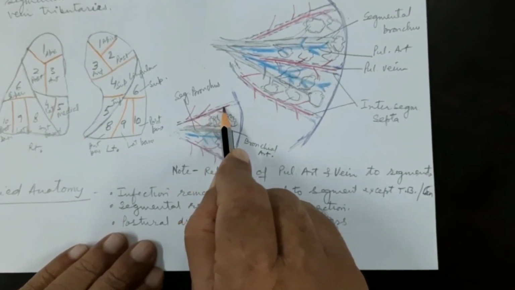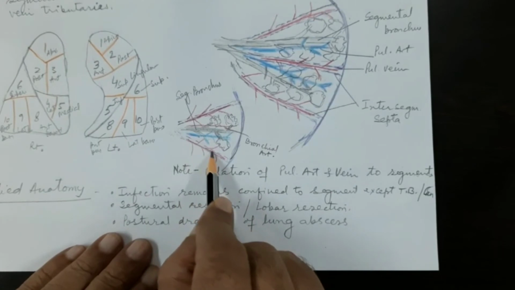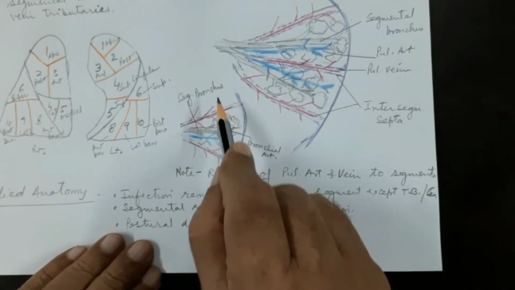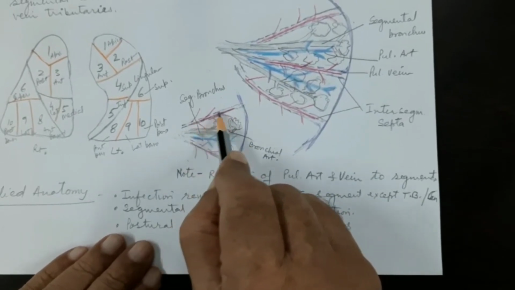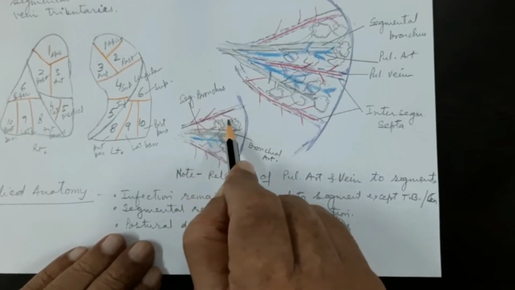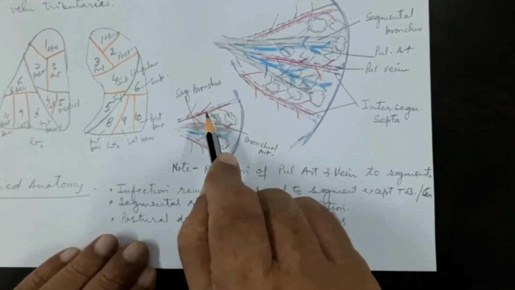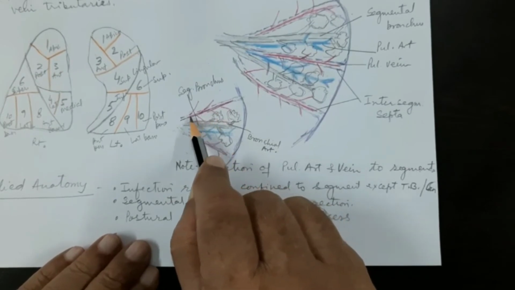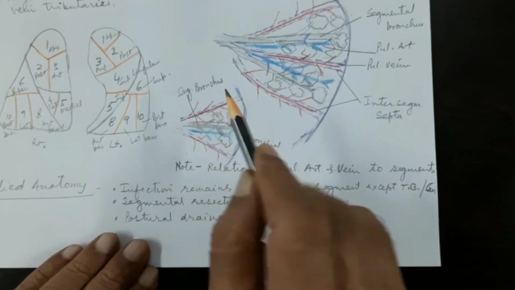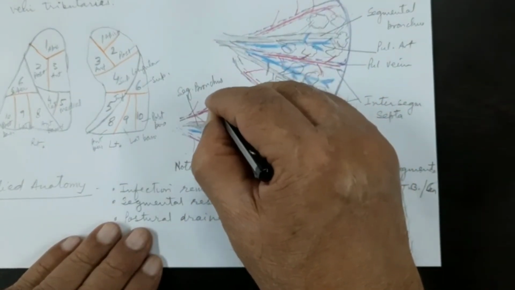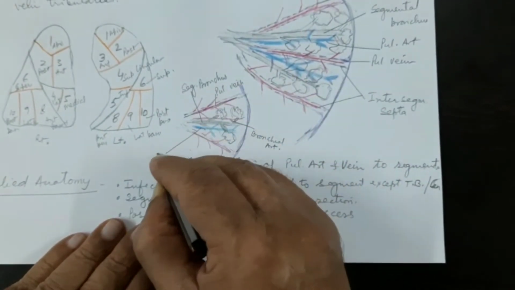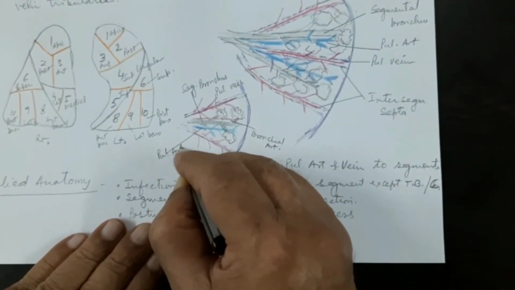But this pulmonary vein, which is present in the loose connective tissue of the septa forming the boundary between two adjacent segments, is in red color, though it is a vein, because it is taking the oxygenated blood from the segment and will pour the blood into the left atrium. So that's why this is the pulmonary vein, and this blue color is the pulmonary artery.